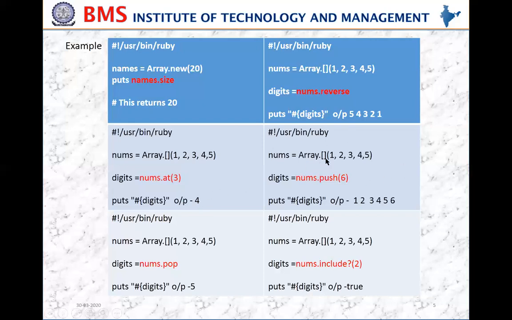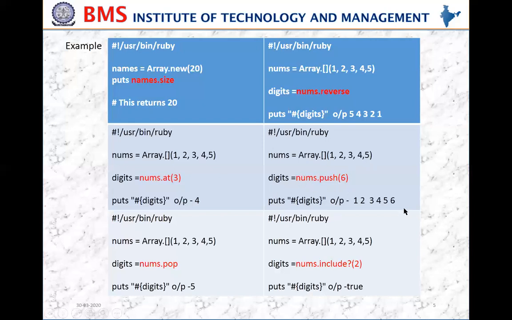Okay, now we have 5 elements here. I want to insert a new element into the array. So I want to insert 6. You can use the push method. So I'm inserting an element 6 into the array, and that will be stored in digits.